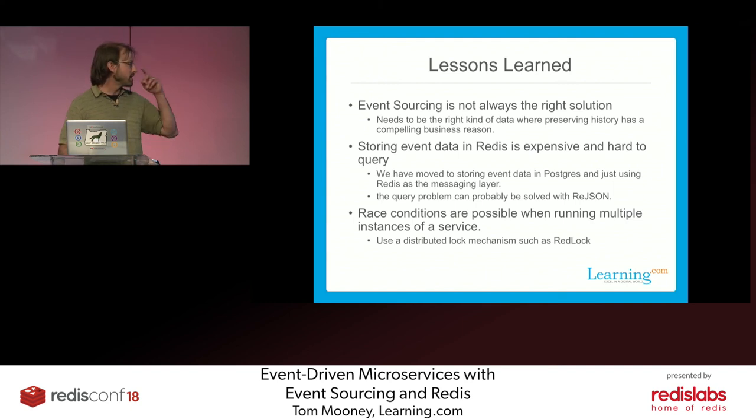And then finally, with the library that we've developed, race conditions are definitely a possibility if you're running multiple instances of a particular service. They might be trying to do updates at the same time. You can end up with events being written out of order. It can turn into a mess. So using a distributed lock, such as the RedLock algorithm, is definitely needed if you're running multiple instances of the service.